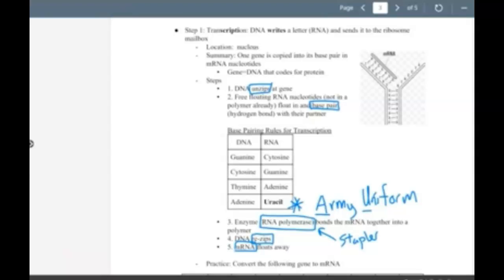It's a lot like replication, except at the end of this, we don't end up with two DNAs. We end up with a messenger RNA. Anybody need more time?